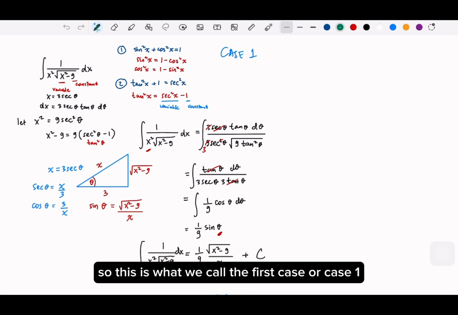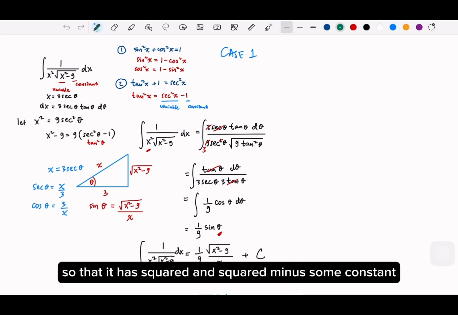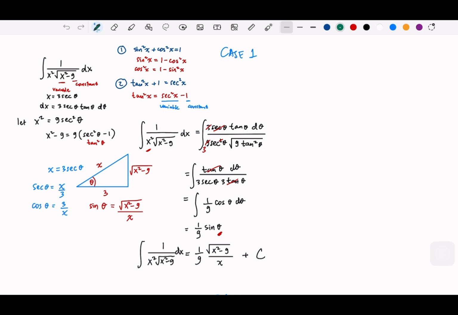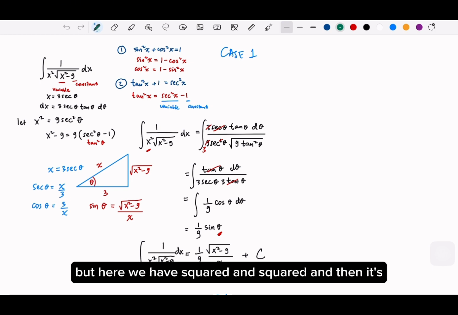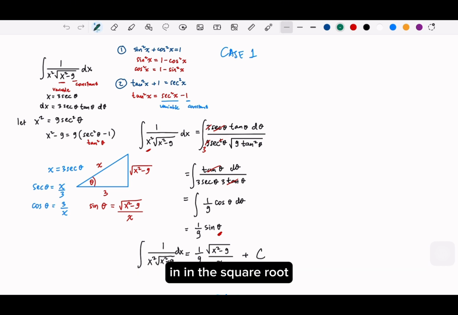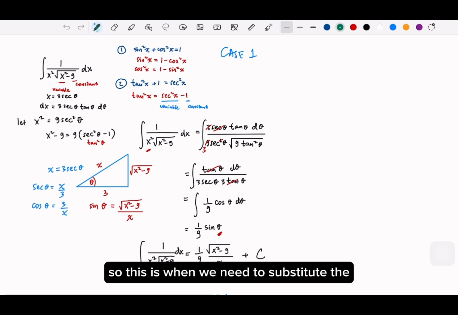So this is what we call the first case, or case 1. Usually it has the square root, with a squared variable minus some constant. Perhaps if the variable were just linear, maybe we could do a regular substitution. But here we have a squared variable in the square root, so this is when we need to substitute x with trigonometric functions.